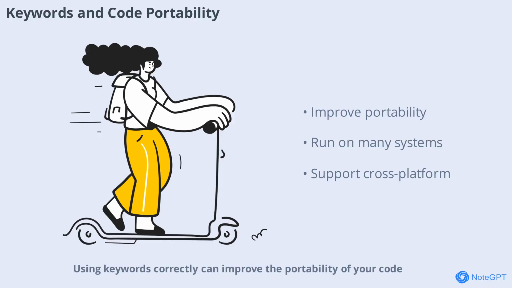Using keywords correctly can improve the portability of your code. Since keywords are standardized, code that relies on them is more likely to run on different systems and environments without modification. This is especially important for open source and cross-platform projects.